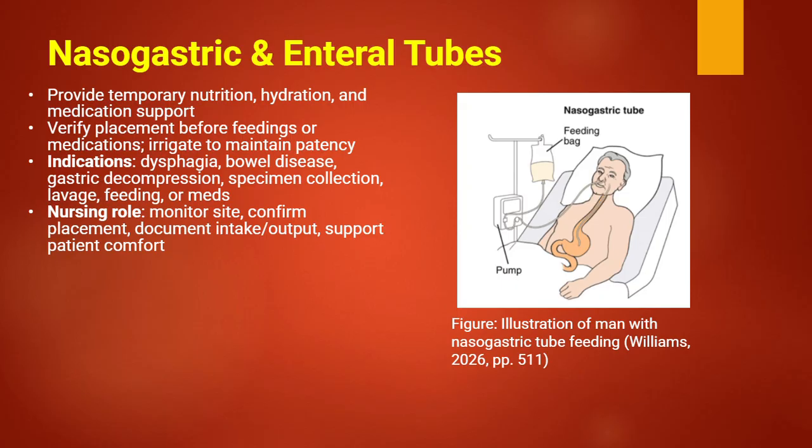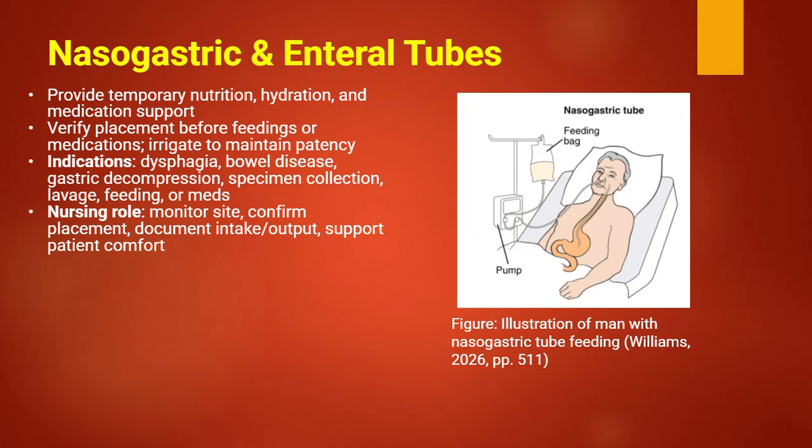Before administering any feeding or medication through an NG or enteral tube, the placement of the tube must be checked to ensure that it is correctly positioned in the stomach or small intestine. This step prevents serious complications such as aspiration pneumonia. Tube patency, meaning that the tube is open and unclogged, is confirmed by irrigating with water or saline before and after feedings or medication administration.